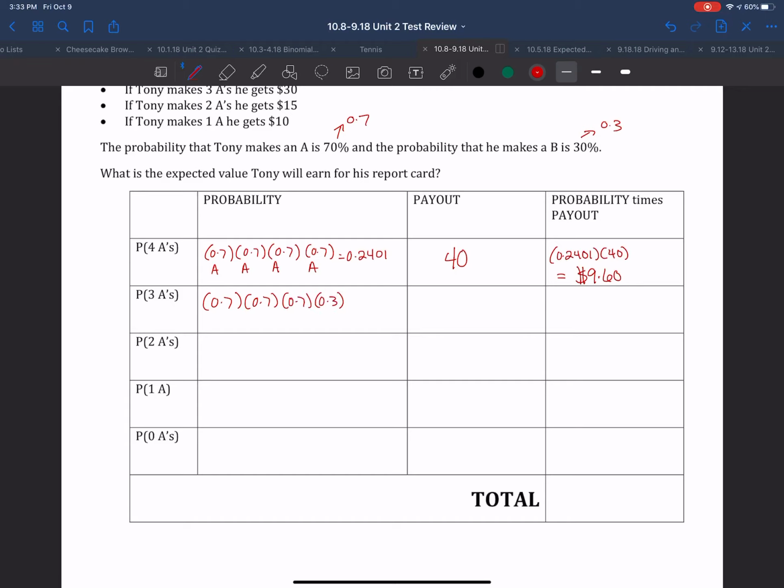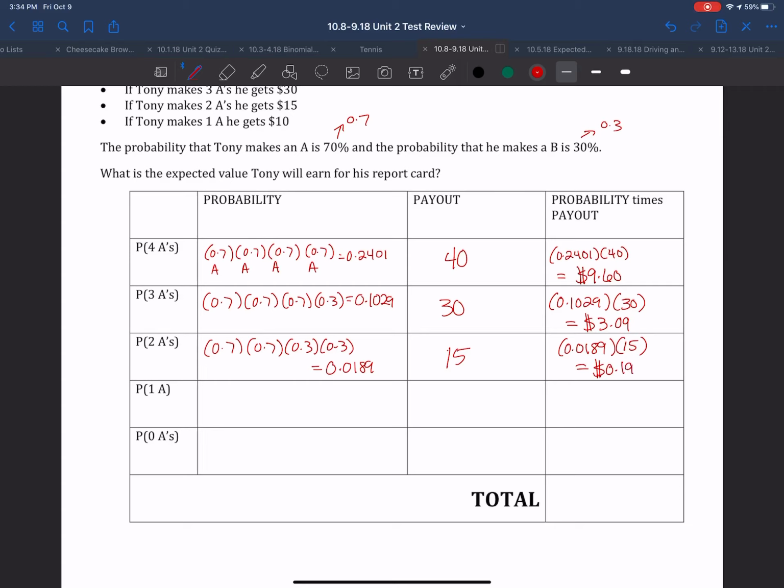3 A's, okay, so we've got 0.7 times 0.7 times 0.7, and then he gets a B then. That means he gets 0.3. That is 0.1029. The payout was $30, and so we've got 0.1029 times 30, which equals $3.09. The next one is just going to be 0.7 times 0.7 times 0.3 times 0.3, which equals 0.0189. The payout was $15, and so we got 0.0189 times 15, which equals 19 cents.